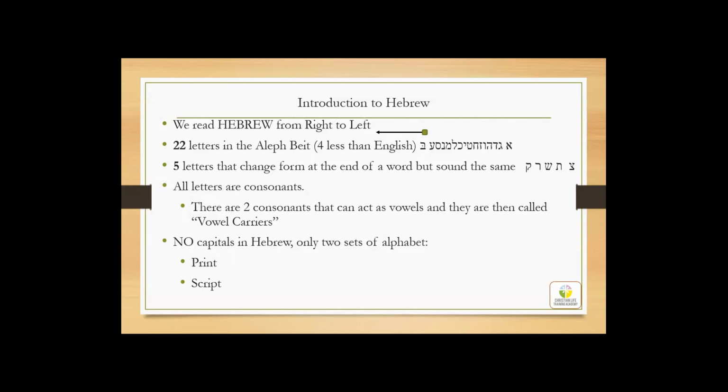Now, a vowel is a doing word, like I go, I walk, I run. That is a vowel, a doing word. So 2 of the consonants can change in the use, in the speaking and writing and reading, into vowels, and it's then called a vowel carrier.